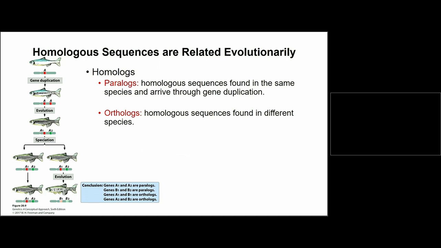Okay, so homologous sequences are related evolutionarily. This is what we're basing our idea on: when we have sequences that are very similar, we think that they came from a common ancestral sequence. So how does that occur?